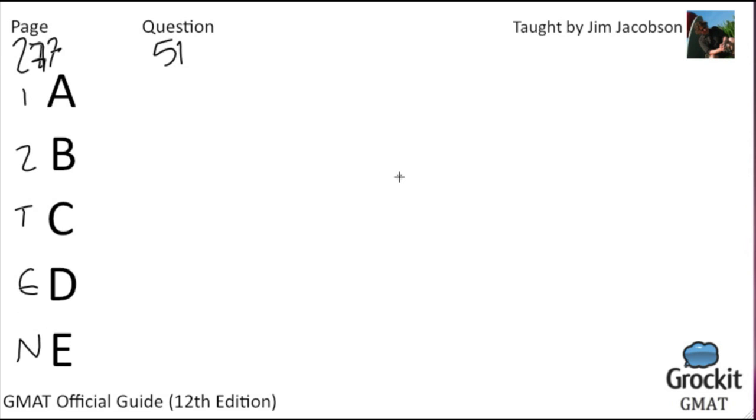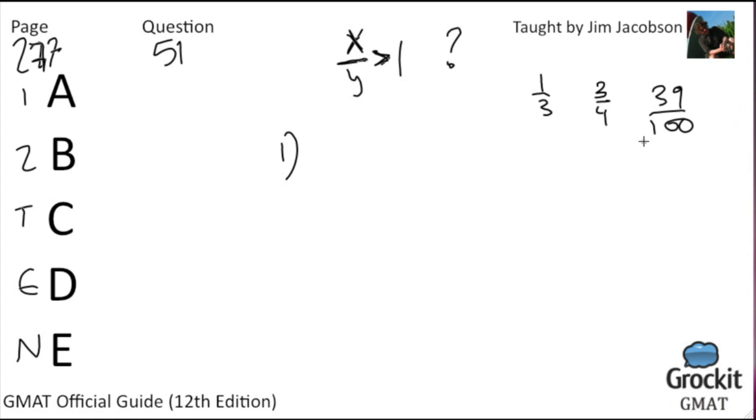So if x and y are positive, is x over y greater than 1? Good question. Nothing we can figure out in advance, so statement number 1. Well, actually, I guess we can figure out a little bit in advance. In order for a fraction to be greater than 1, basically, x needs to be greater than y, right? Because in a fraction where the numerator is smaller than the denominator, like 1/3 or 3/4 or 39/100, when the numerator is smaller, the fraction is less than 1. When these fractions are inverted, 3 over 1, 4 over 3, 100 over 39, the fraction is greater than 1. And when the numbers are equal, it's equal to 1.